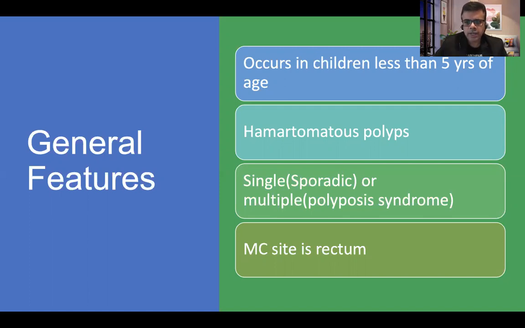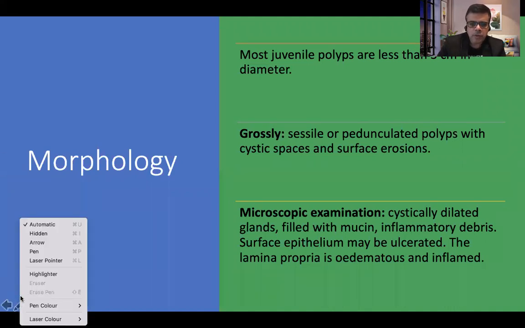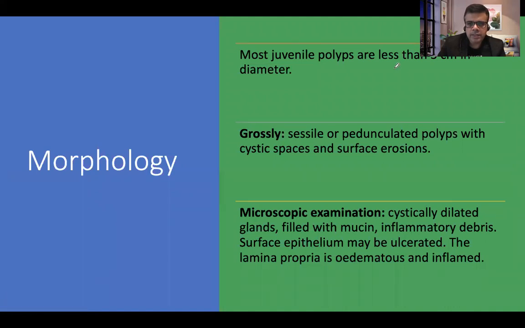The most common site is the rectum, though other sites also can be afflicted with juvenile polyps. Most juvenile polyps have an age group limited to 5 years of age, and the size is less than 3 centimeters. So they do not usually grow beyond 3 centimeters. And grossly, they are sessile or pedunculated polyps with cystic spaces, and surface erosions are commonly marked.